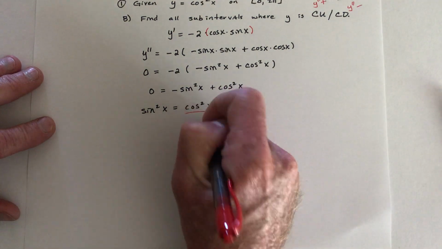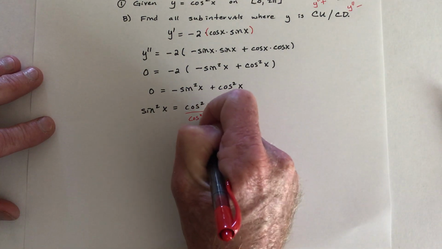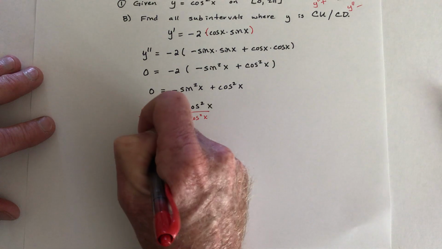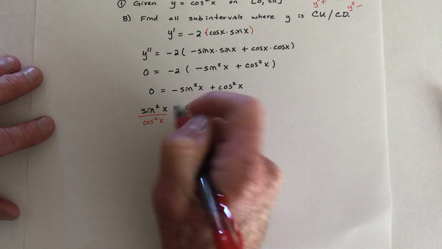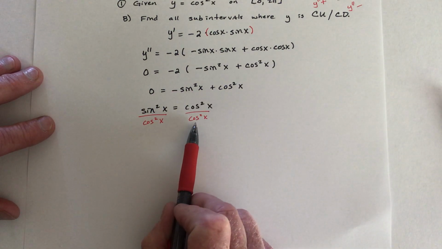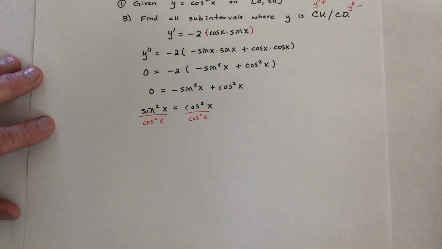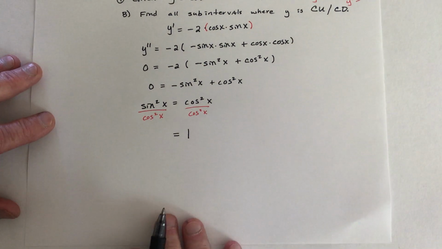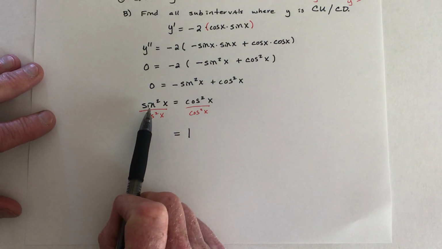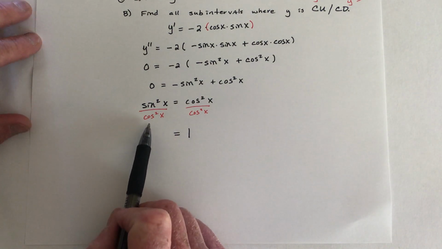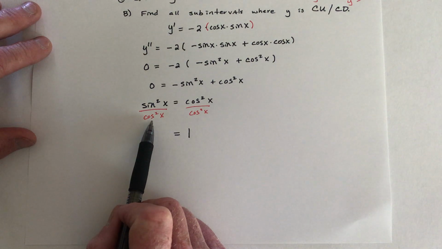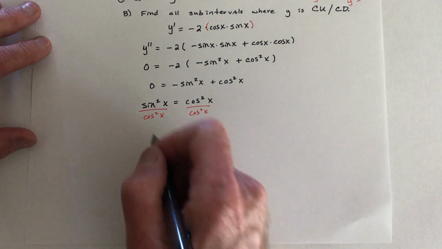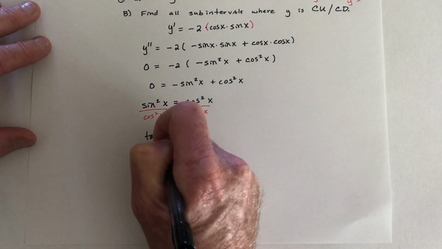Good time to use the red pen. And the reason for doing that, well, there's actually two reasons. One is that's going to simplify the right side because it's only going to equal 1. And on the left side, it's going to simplify because sine divided by cosine is tangent. And as long as they're both squared, that means it's going to be tangent squared.